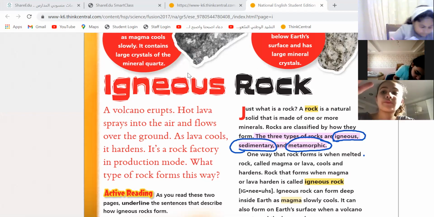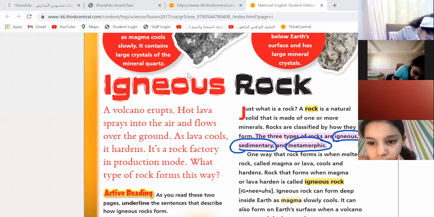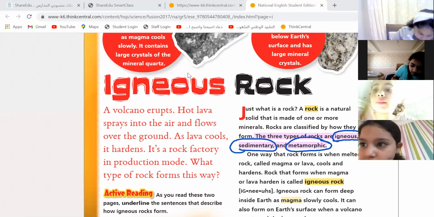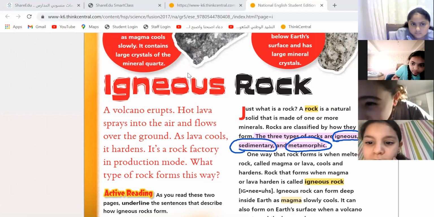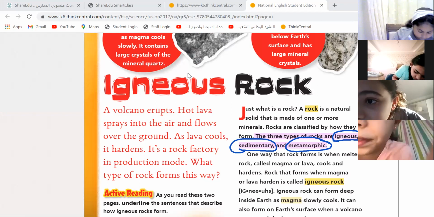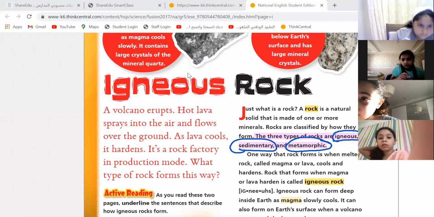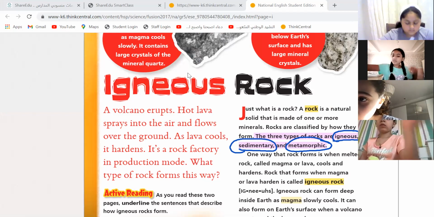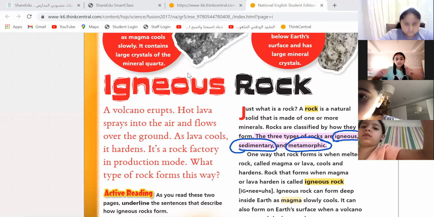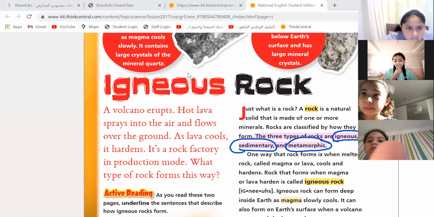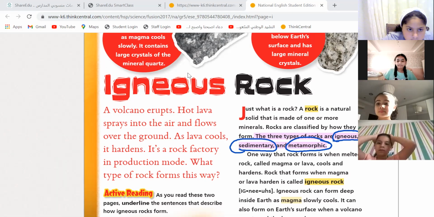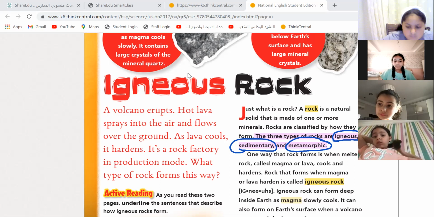How did they group them into these three types? Yes, Maria, tell me. Here it says one way that rock forms is when molten rock called magma or lava cools. So it's basically classified by how they are formed.